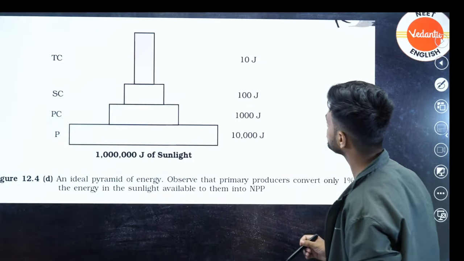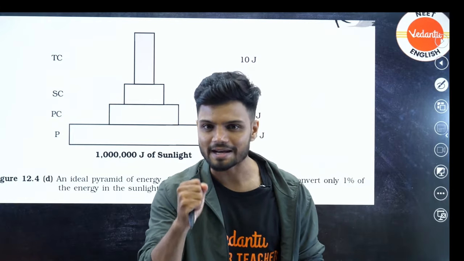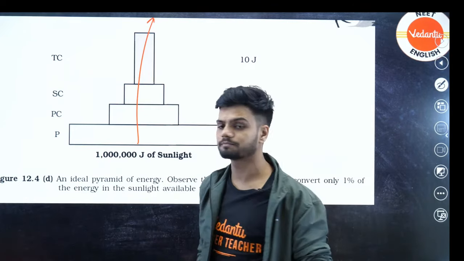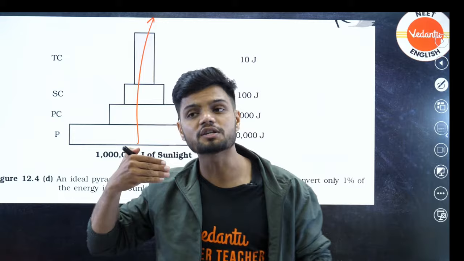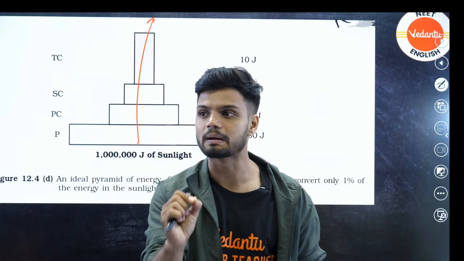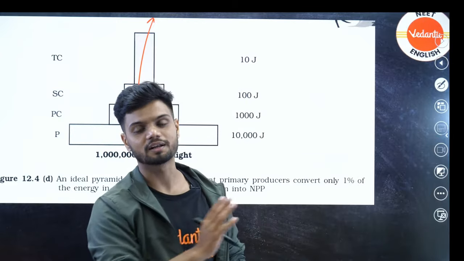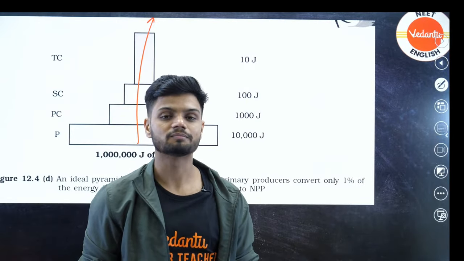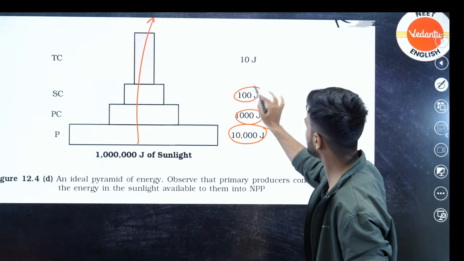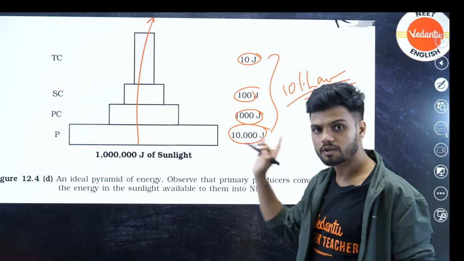Okay. Now, this is the pyramid of your energy. Remember, students, the energy pyramid is always upright. Why? Because the energy flow is always unidirectional. Remember, it is always unidirectional in nature. We cannot send the energy back to the sun. We can't do that. It is fixed. Can you see here? 10,000, 1,000, 100, 10. What is this? 10% law. Okay.